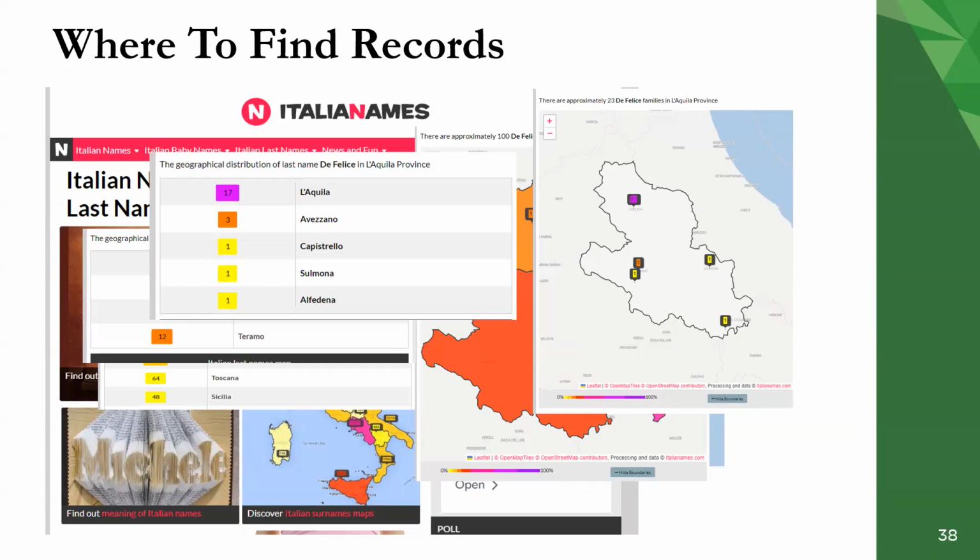Now, what is interesting is my maternal grandmother's ancestors came from a town in L'Aquila province called Rivasandoli. There are no De Felices still in Rivasandoli, as you notice by the map. This is a current map. They have all moved to L'Aquila. That's where they're located now. But it's still interesting to see where they were located and where they are today.